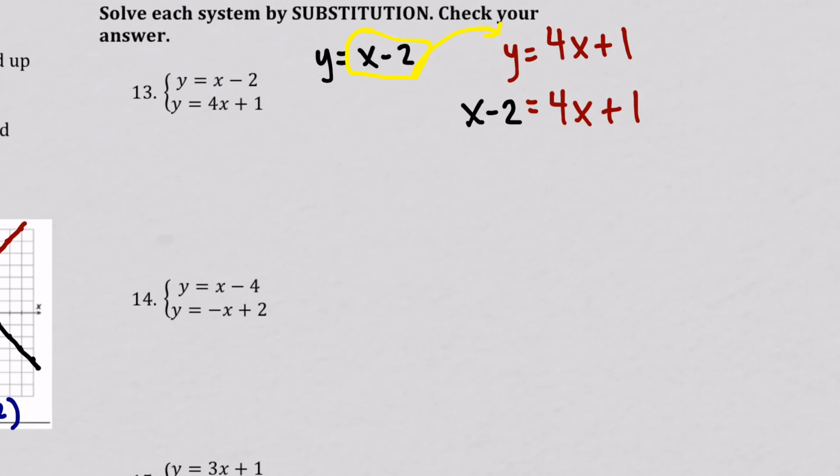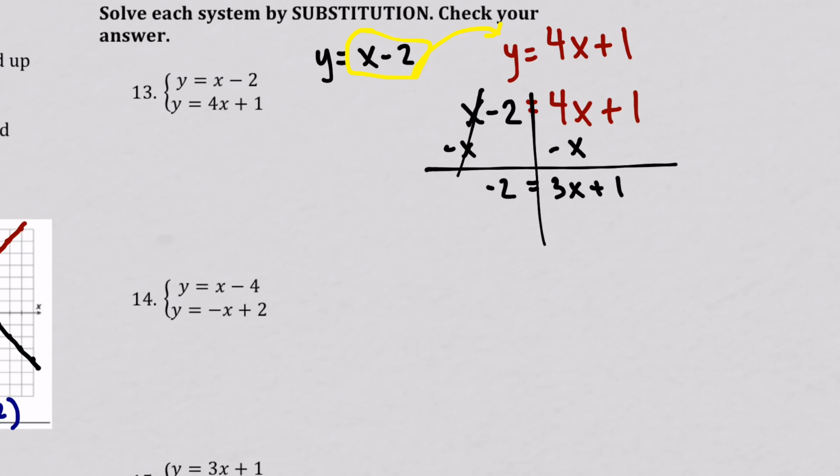x minus 2 equals 4x plus 1. I am going to subtract x from both sides. I want to solve for x here. You can also subtract 4x from both sides. It's your choice. I'm left with negative 2 equals 3x plus 1. I'm going to subtract 1 from both sides, and I'm going to end up with negative 3 equals 3x. And finally, I'm going to divide by 3, and there's my x value. x equals negative 1.